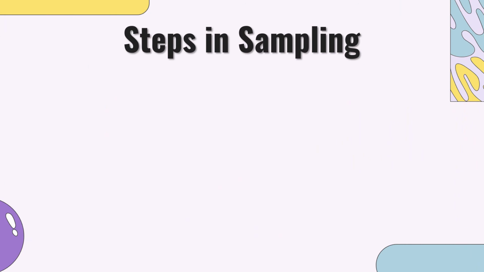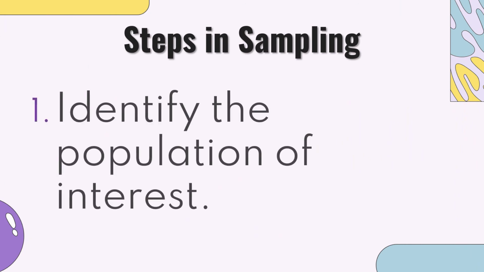The following are the different steps in sampling. First, identify the population of interest. If you want to focus your study on the reasons why teenagers are dropping out from schools, then what will be your population of interest? When choosing your population of interest, you should think who will be directly affected from this study and who will be the potential participants. In this case, your population of interest should be teachers and out-of-school youth.